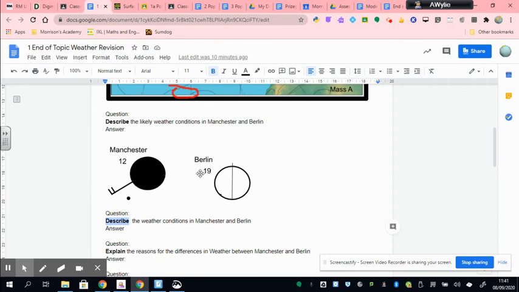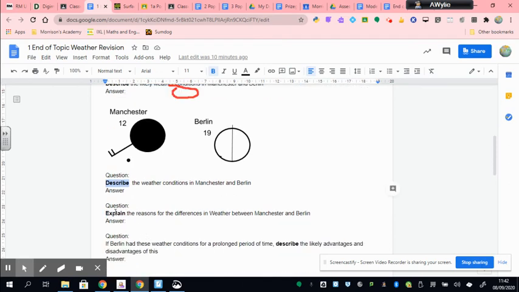In contrast, Berlin is much warmer. We have 1 okta of cloud cover. We have no winds. You have to actually say that. There's no stick coming out the side. So you actually have to say there is no wind at all and make that point. So that's Berlin covered, and that's us just describing the differences.